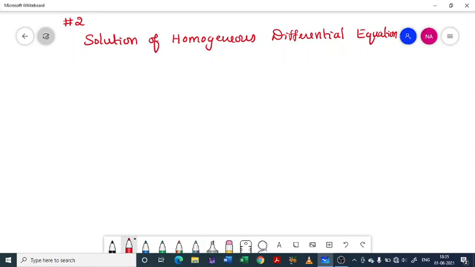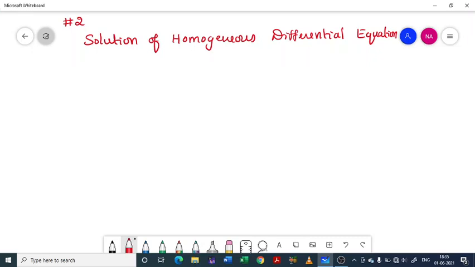Once again, welcome to class number 2, solution of homogeneous linear differential equations. The word linear is missing there. Solution of homogeneous linear differential equations is what we are going to discuss now.